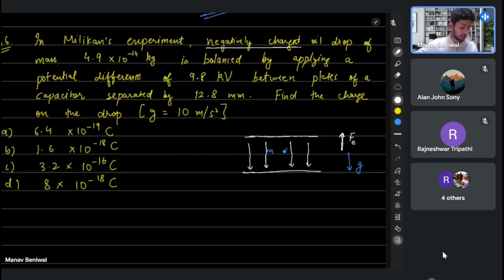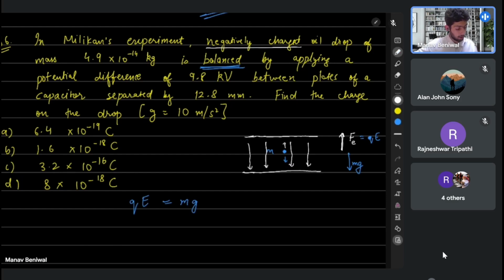Because it is negatively charged, it will move away from the electric field, correct? And gravity will try to pull it down, and therefore we can balance it. It says it is balanced, so we have to equate the two forces. This will be mg and this will be Fe, which is nothing but the charge q times E, correct? So we can write qE is equal to mg.